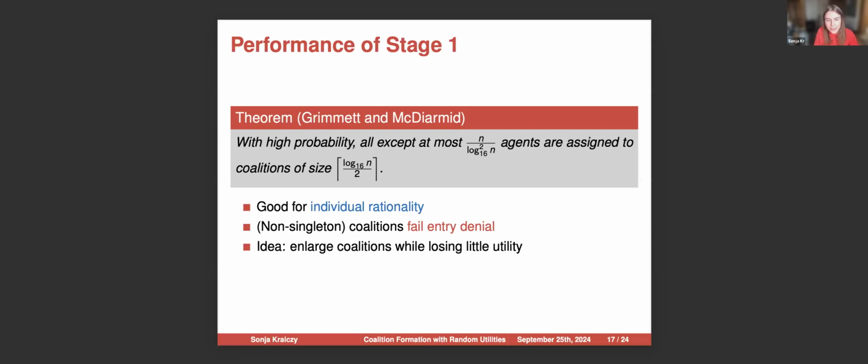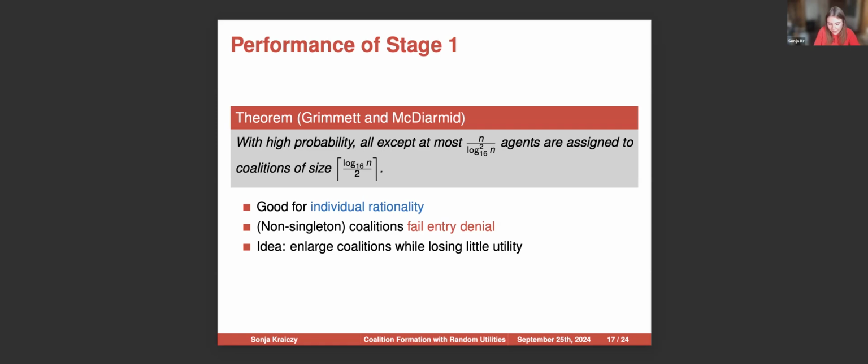And even if you take optimal results from random graph theory, the maximum clique that exists with high probability, even those sizes, when we try, they're not big enough to guarantee entry denial. So we really have to give up the idea that these coalitions will be as high quality, and we will need to water them down a little bit. So you can think of the coalitions as consisting of your best friends, your clique, and then we will add some acquaintances. But overall, the quality will be slightly worse, but not too bad. And so this was what we do in stage 2.